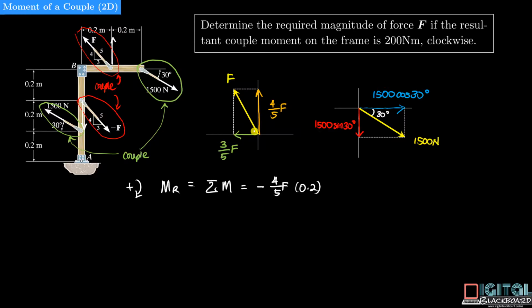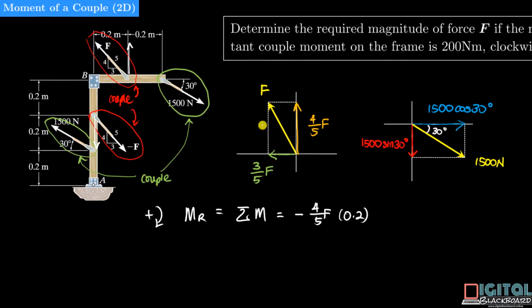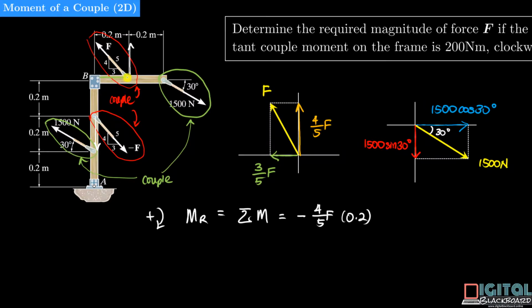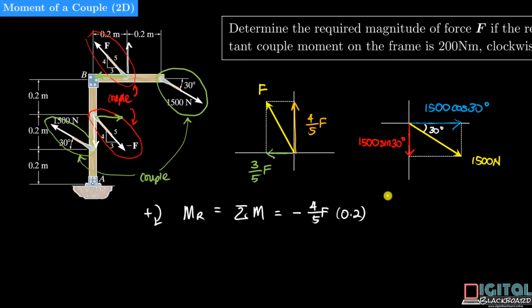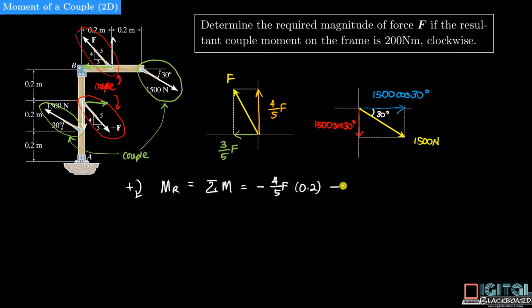4/5F multiplied by the perpendicular distance, which is 0.2 meters. And now let's take a look at this green component, horizontal component, which is located here. And this force here will form a couple together with this force here. And it tends to rotate in the anti-clockwise direction, so it is once again a negative couple moment, the distance between them is actually 0.2 meters. So it's minus 3 over 5F multiplied by 0.2.